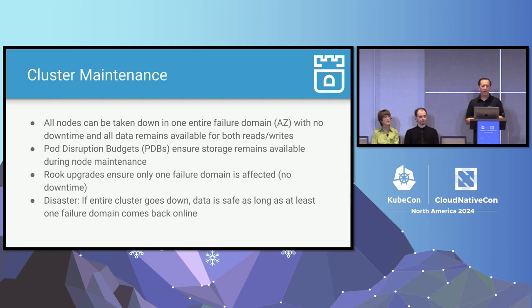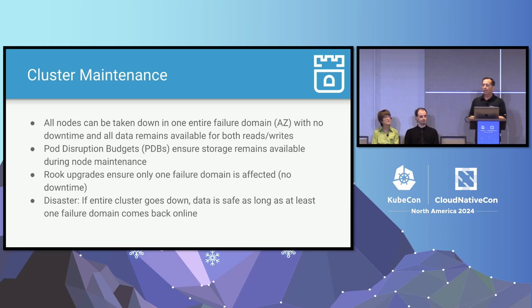We use PDBs, the pod disruption budgets, to ensure that the node drains are aware of what they can drain and what can't be drained. If you try to drain a node that would make your storage unavailable, the PDB says, nope, you better hold off on that.